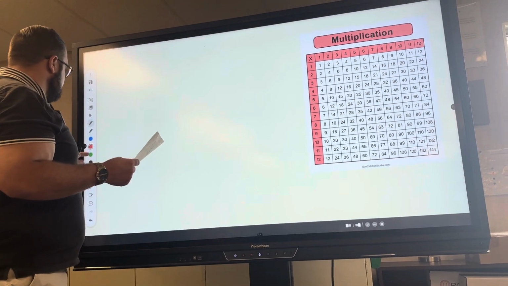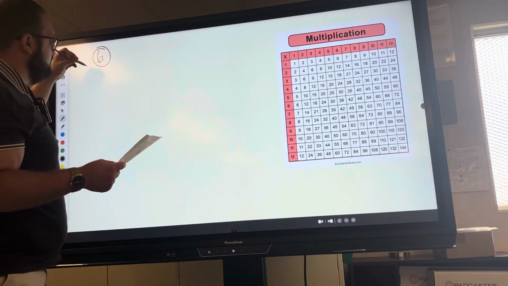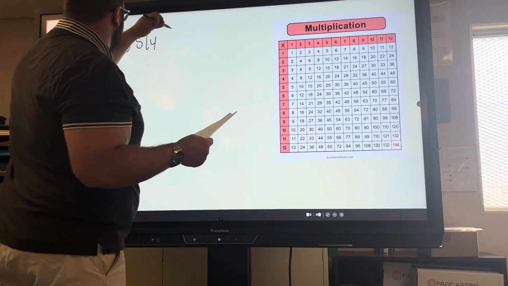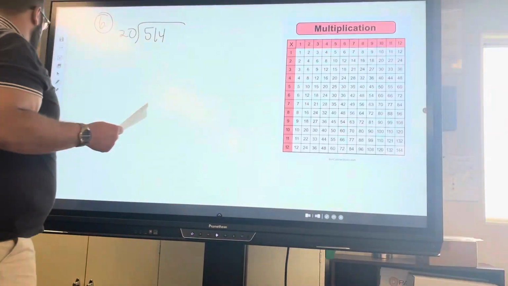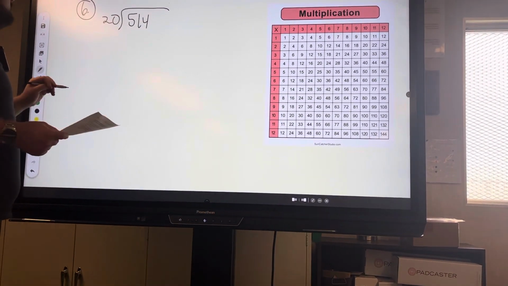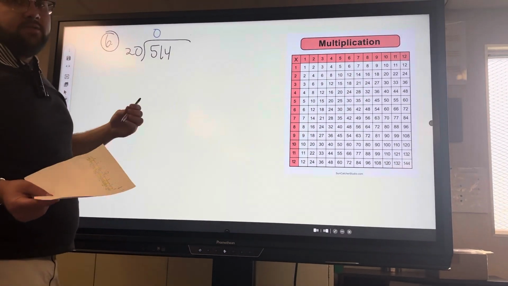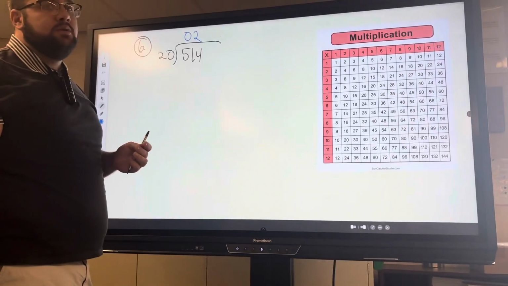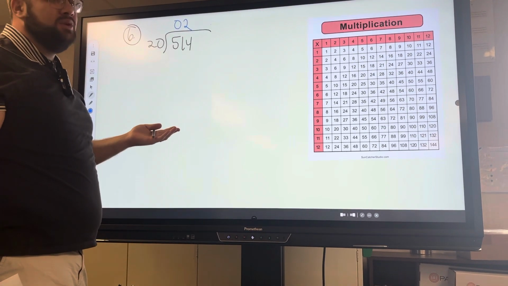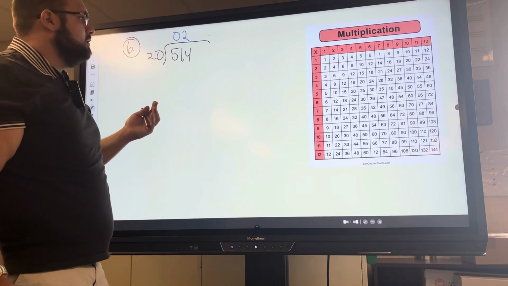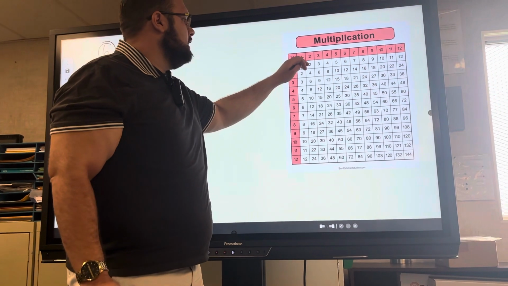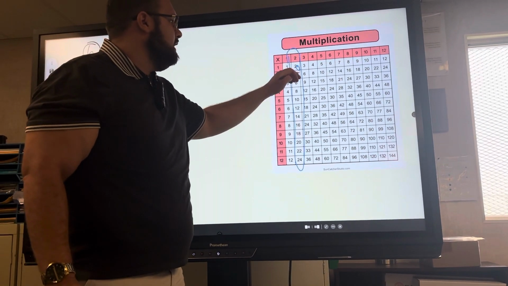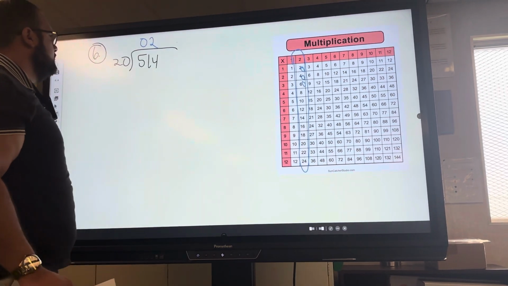Number 6. Save your questions till the end if you have any. Number 6, 514 divided by 20. I know 20 goes into 5 0 times because 5 is too small. It goes into 51 2 times because 20 times 2 is 40. 20 times 3 is 60. 60 is too big, okay? And if you don't know your 20s, look at your 2's and your handy-dandy multiplication chart and just imagine zeros at the end, okay? And those would be your answers.